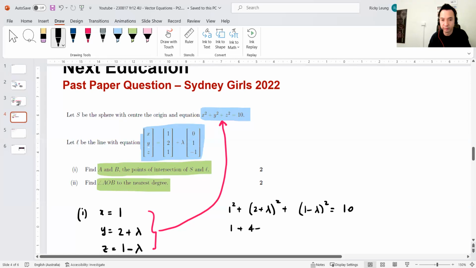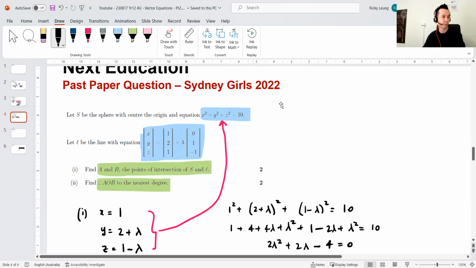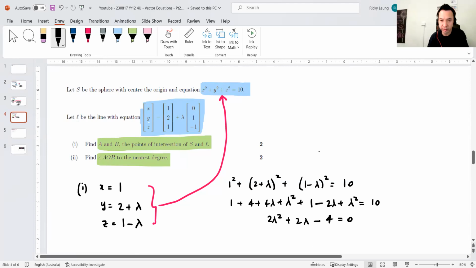Expand. Please be a nice quadratic. Plus that squared equals 10. I got 2 lambda squared here, plus 2 lambdas. What's that, guys? Plus 5. No, plus 6, so minus 4. That's nice, isn't it? I think that's nice because dividing by 2, you get a nice quadratic.